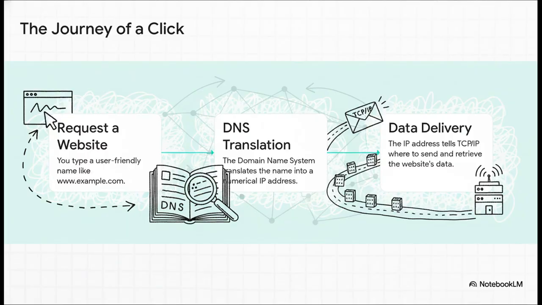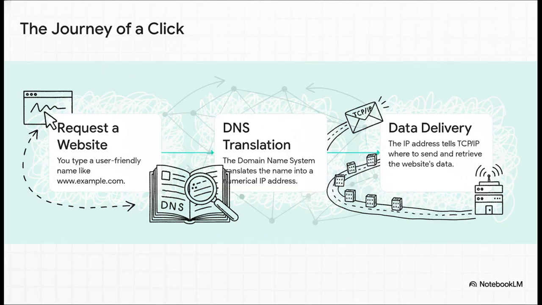So let's trace the journey of a single click. What actually happens? It's basically a three-step dance. First, you type in a website, something easy to remember like example.com. But here's the thing. Computers don't do names. They do numbers. So that brings us to step 2. DNS. The domain name system is like the internet's phone book.